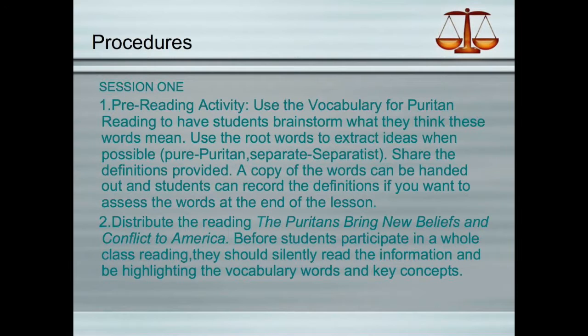Anyway, use the root words to extract ideas when possible. For example, pure, Puritan, separate, separatist. Share the definitions provided. A copy of the words can be handed out, and students can record the definitions if you want to assess the words at the end of the lesson.